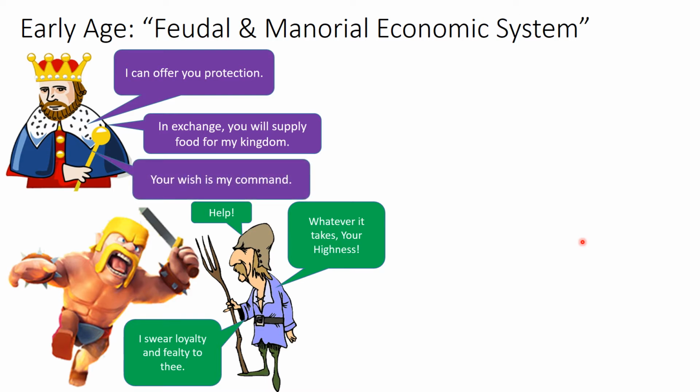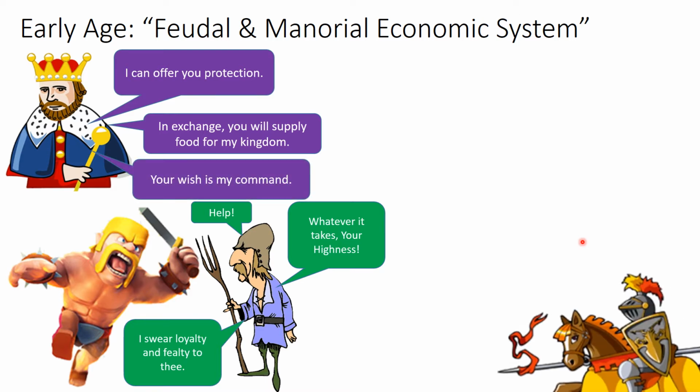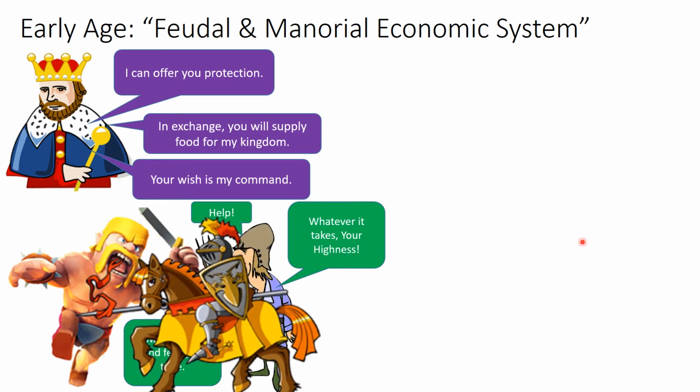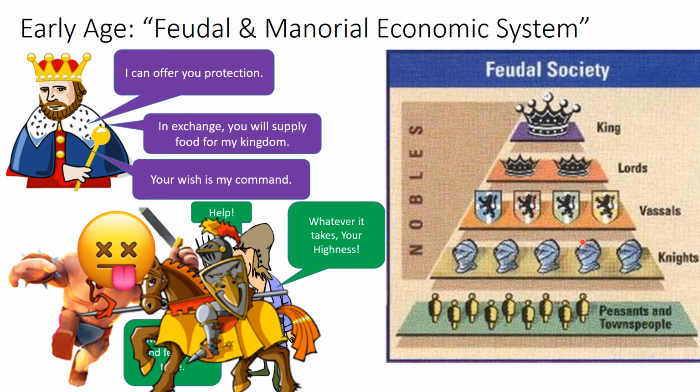And then the kings would protect them, and they produced knights. And then the barbarians were killed. This is how we can explain the feudal society system, the pyramid. It was sustained for several years because of the protection of the nobles to the peasants. But it was abused later on, so I will explain the manorial economic system.